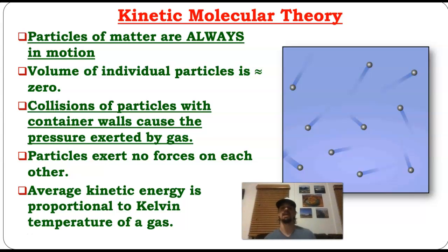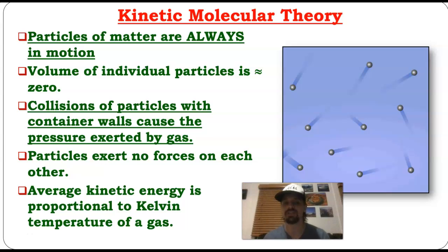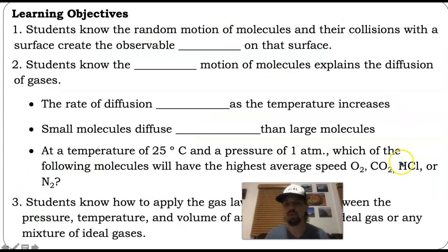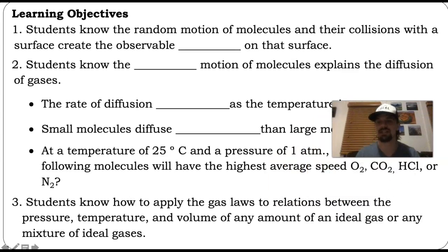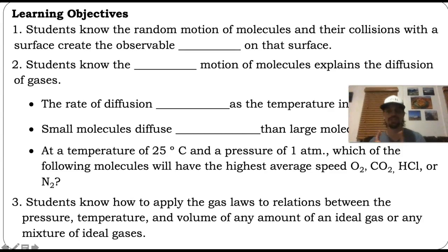The average kinetic energy is proportional to the Kelvin temperature of a gas. So as temperature goes up, kinetic energy goes up. These are just things that we've learned this unit that are going to help you in answering your review questions today. This is kind of summing up the gas laws. So when we're summing up these gas laws, the first thing I asked you to do on the review is fill in the blanks on our learning objectives for this unit.